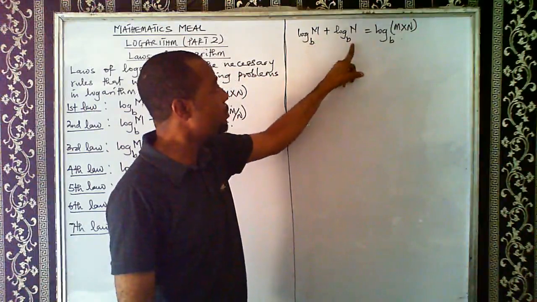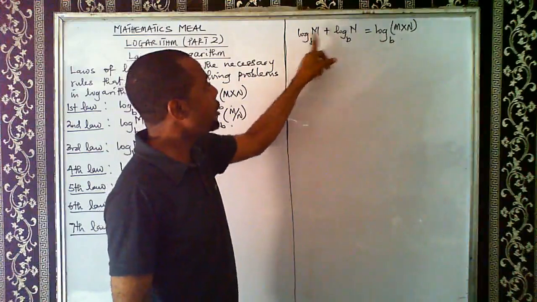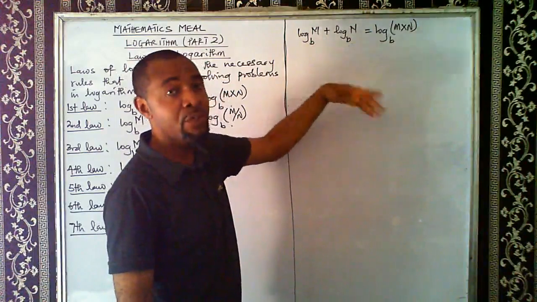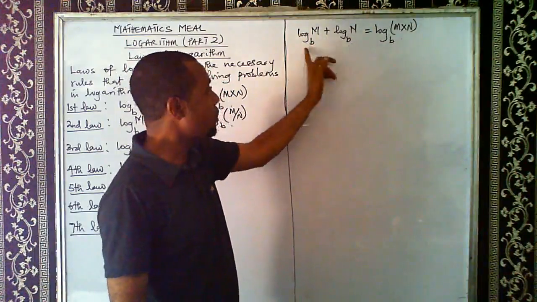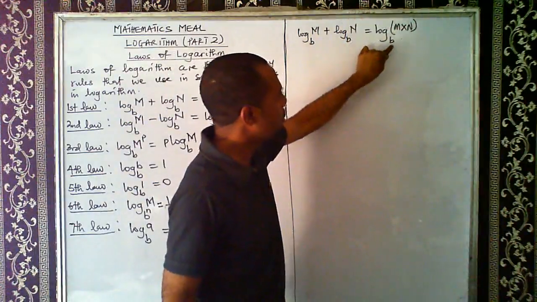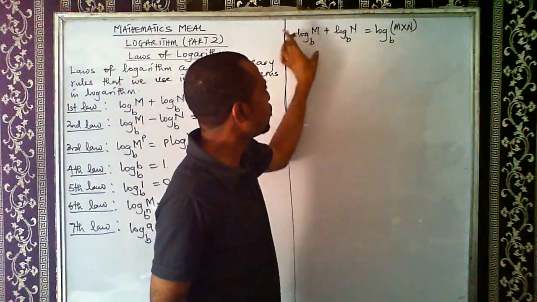So the bases here, they are all the same. So for addition of 2 logarithms of the same base, or even 2 or more logarithms of the same base, all we need to do is to write the common log, because this log in base b, log in base b, is common to the 2 of them.